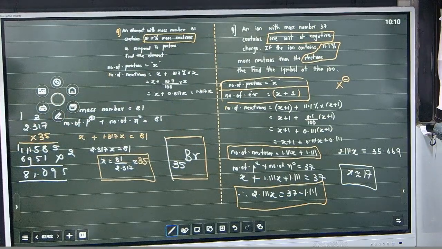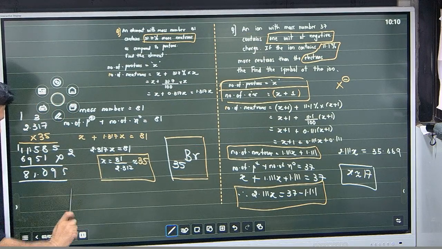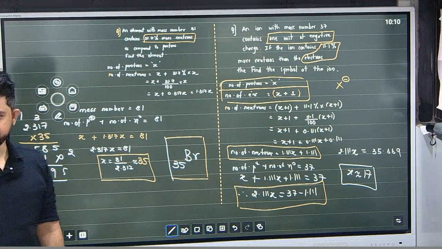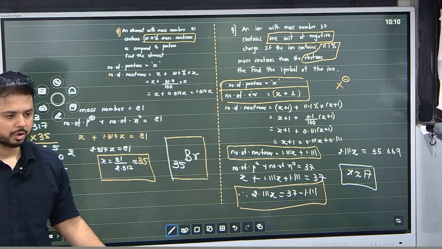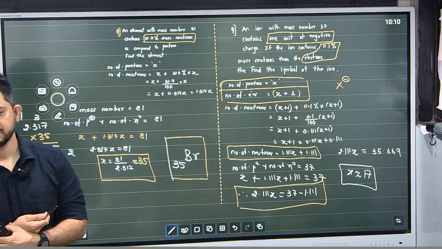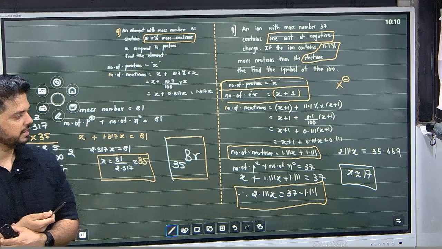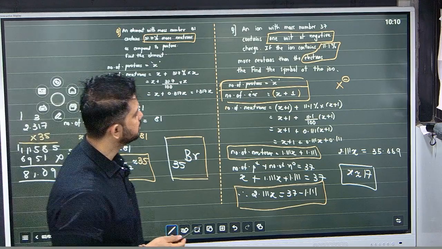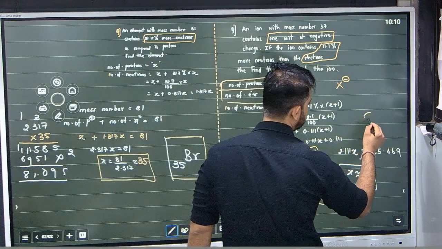So people, the answer for the first one is x is 35. Which element is that? With atomic number 35 we have bromine. The answer for the second one is x is approximately 0.17. X is 17 and the element for that is fluorine.